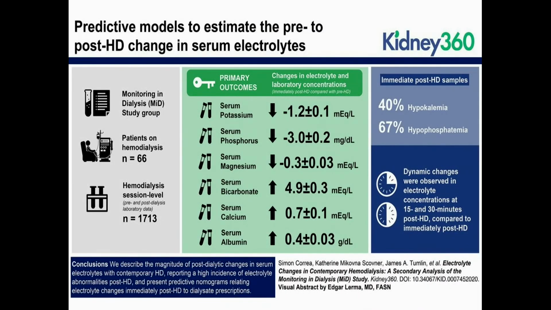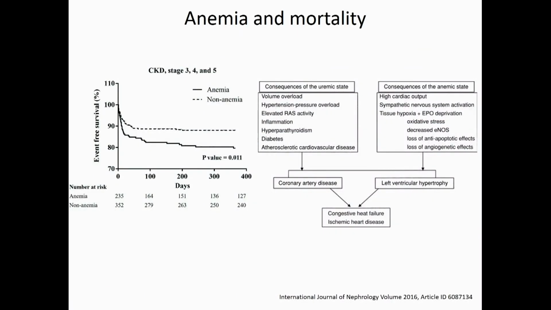This is the prediction model which shows post-HD serum electrolyte disturbances in dialysis patients. 40% of patients have hypokalemia and 67% have hypophosphatemia immediately. Serum potassium reduces by 1.2, serum phosphorus and magnesium reduce, and bicarbonate increases by 5. So a lot of electrolyte disturbances happen during dialysis, and it is going to have an impact. If you are doing a faster dialysis, the rate of change is much higher. If you do a longer duration, it will be much lower.